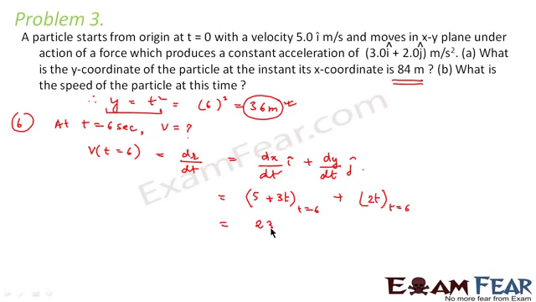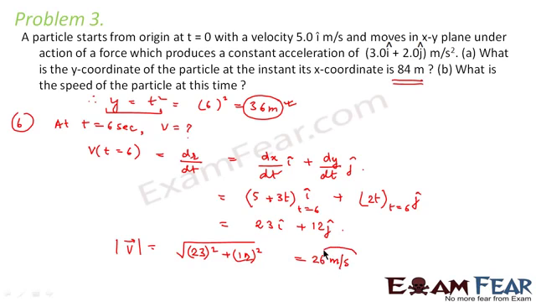So we get, this will be 23 I cap. This I cap is already there. This is j cap. So 23 I cap plus 12 j cap. Therefore, the magnitude of the velocity will be root over 23 square plus 12 square. So this will be equal to 26 meter per second. So this would be the magnitude of the velocity. Since the question asks what is the speed of the velocity, that means you have to calculate the magnitude of the velocity, because magnitude of velocity becomes speed. So you calculated the magnitude and it comes out to be 26 meter per second.